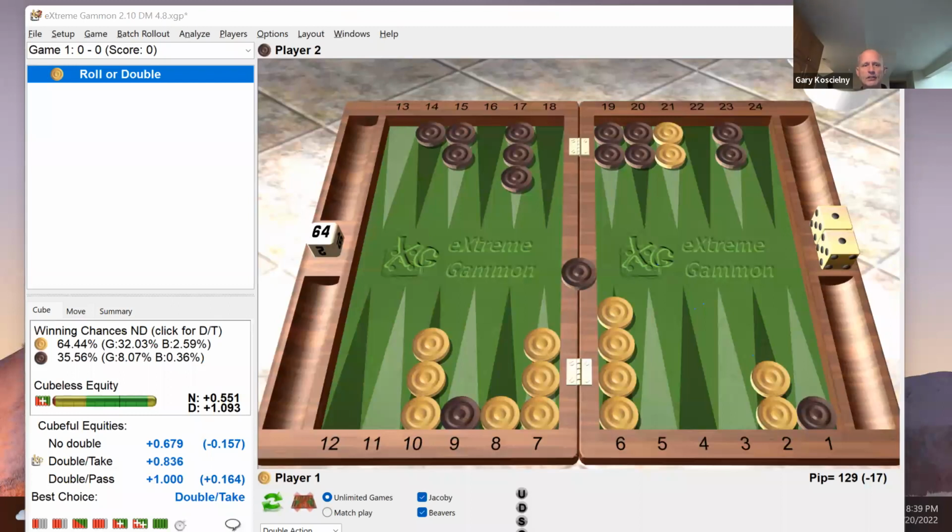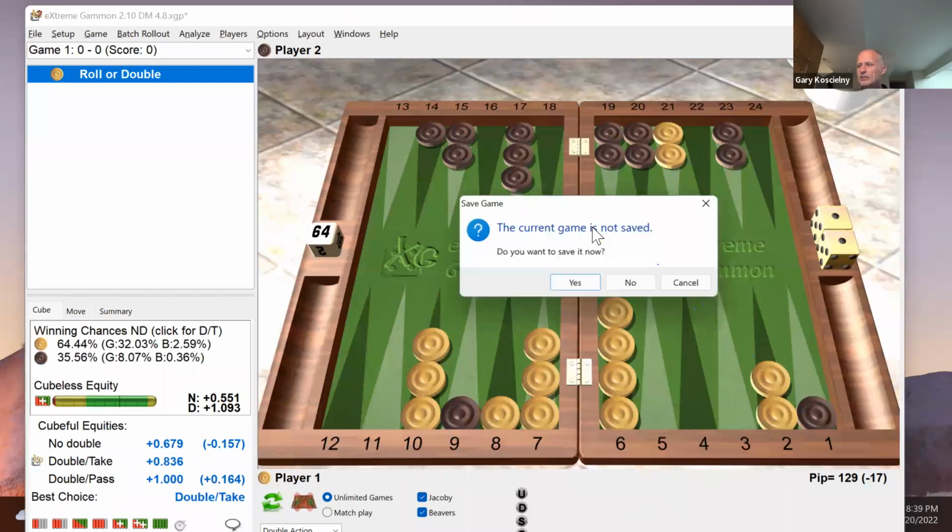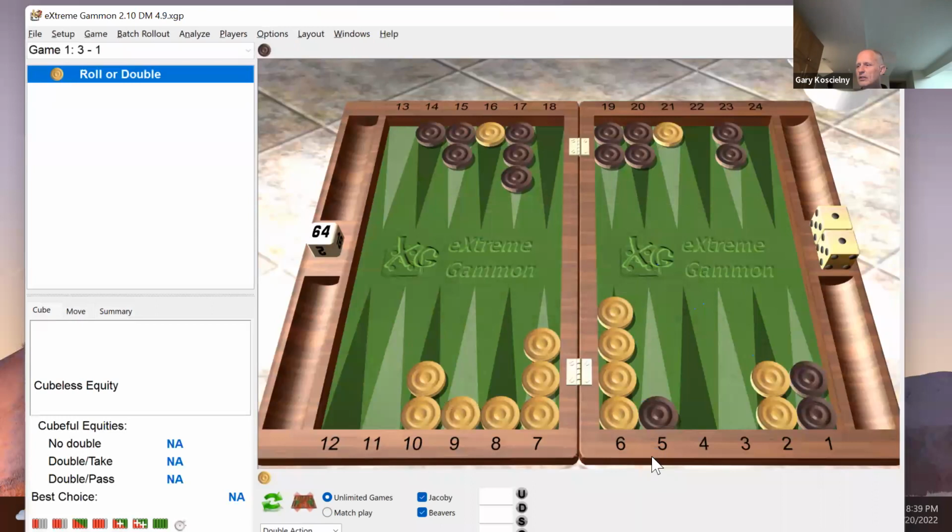Let's look at this position 1 roll later. Okay, so this is basically the same position. We hit here, we did not make a point when we came out from the back. What about this one?